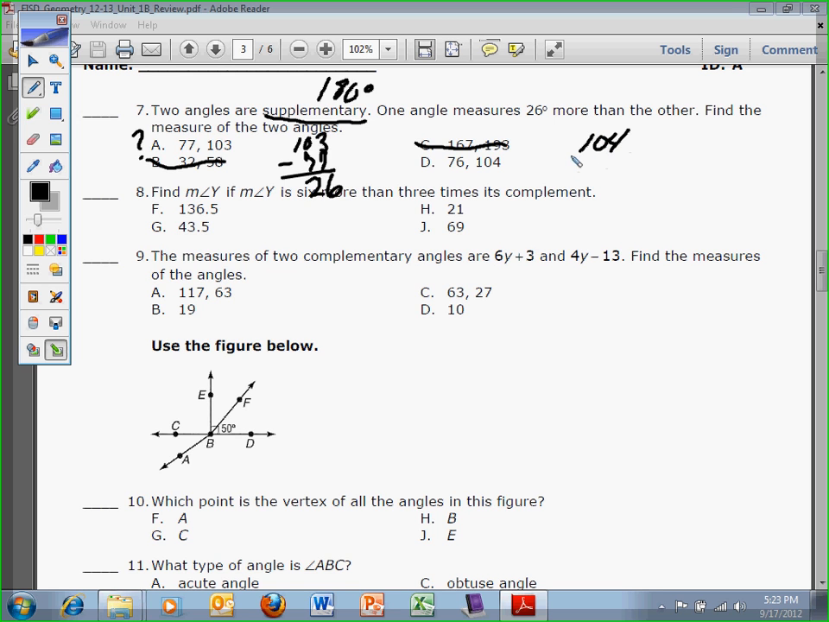So I'm going to do D, 104 minus 76. When I subtract that value, I get 18. Okay, so that one's 18 more than the other angle. So my answer choice is A.